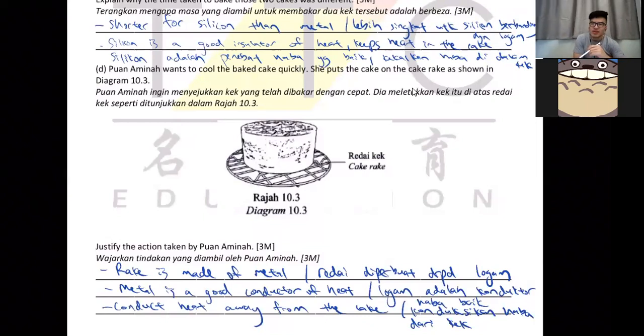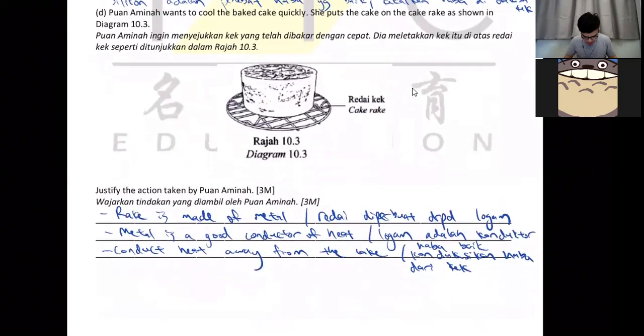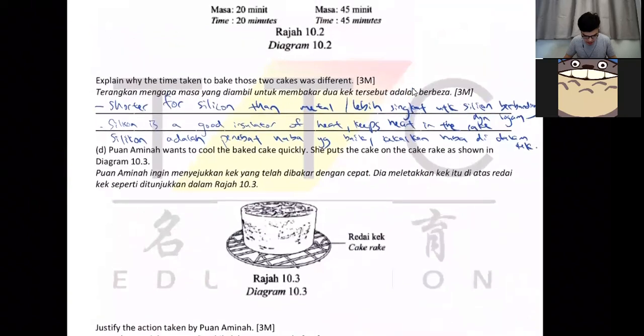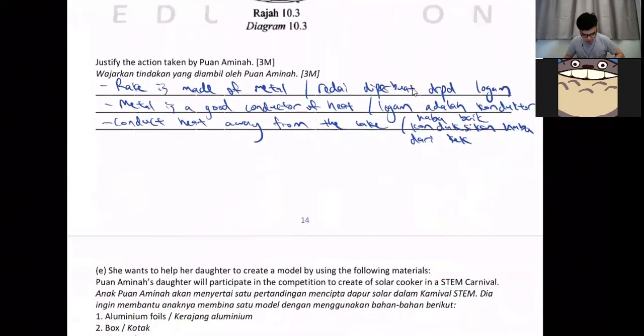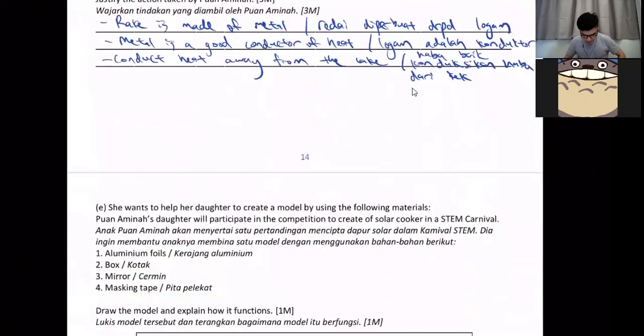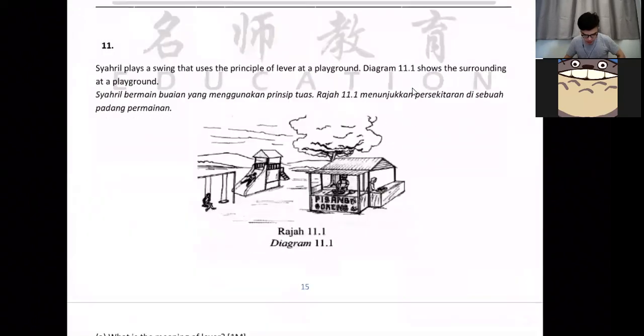Is this how to cool down a cake? I don't know. I don't bake. Maybe. Just guessing. All right. So you know what? This is question 10. Yeah, this is question 10. So question 11 and 12, I'll leave it up to you to do.